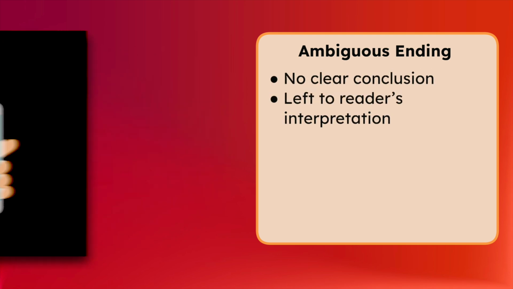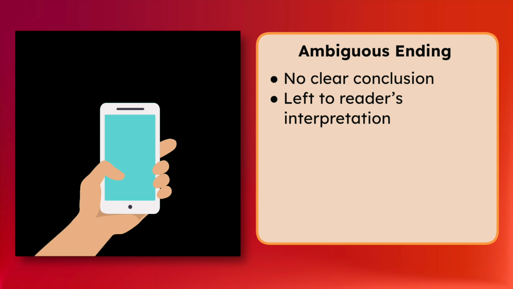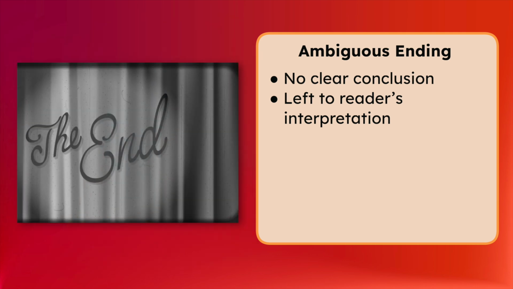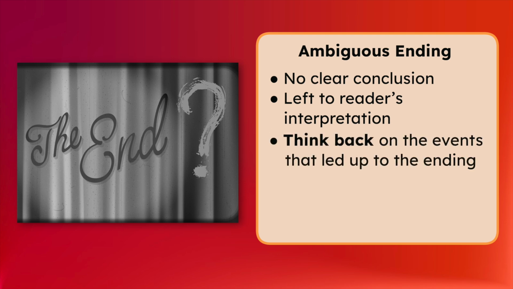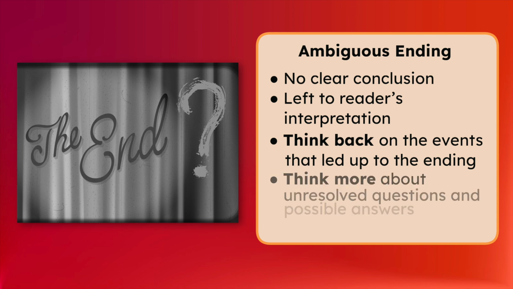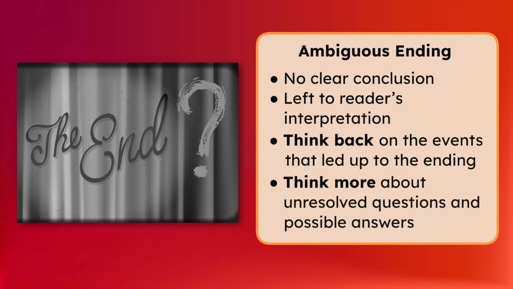For instance, consider an ending where the protagonist finally calls their crush to confess, but the story ends while the phone is still ringing. Readers don't know for sure whether the crush answers or what either person might say. An ambiguous ending allows space for readers to draw their own personal conclusions about the story. They'll think back on the events that led up to the ending and think more about the story's unresolved questions and possible answers.